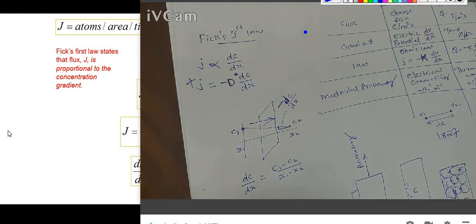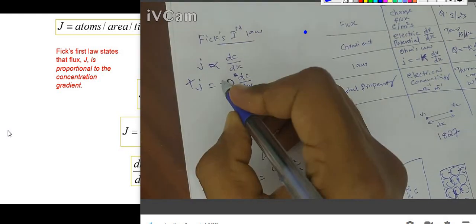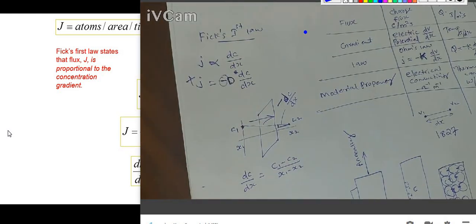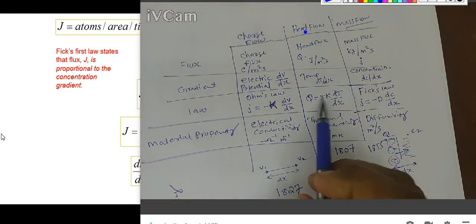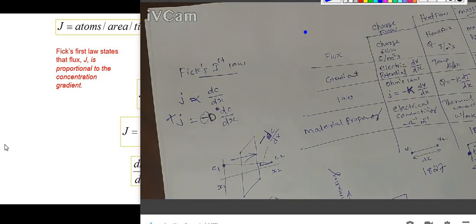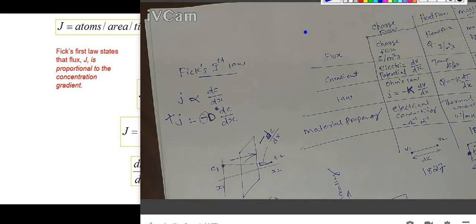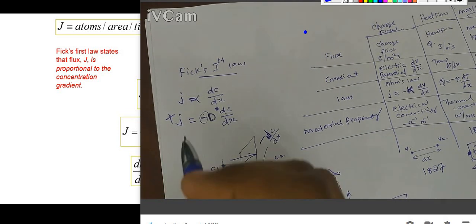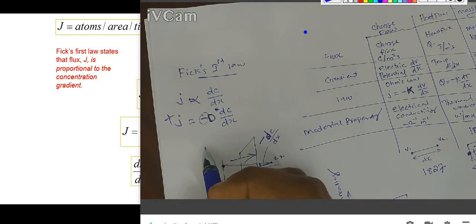So that is minus D into dC by dx, and this is just indicating the direction. In this three equation we can see this negative sign, which is just indicating the direction. In case of charge flow, the charge is flowing from high potential to low potential, so that direction is indicated with this negative. And here this D is called diffusivity or diffusion coefficient.